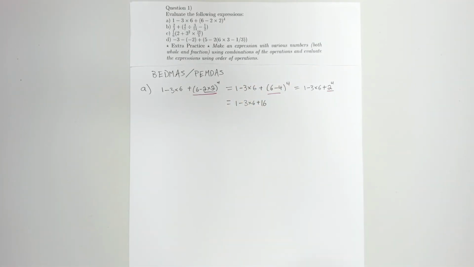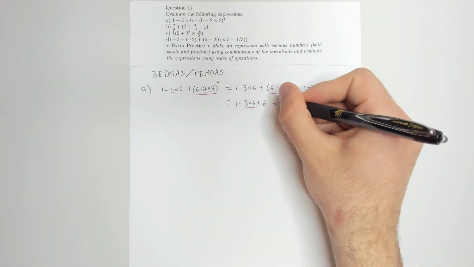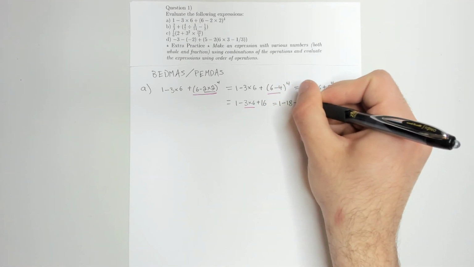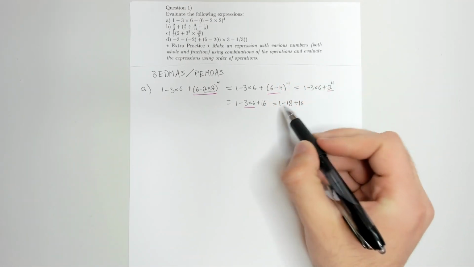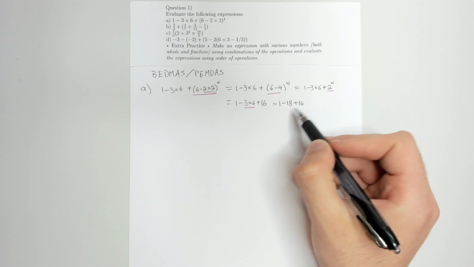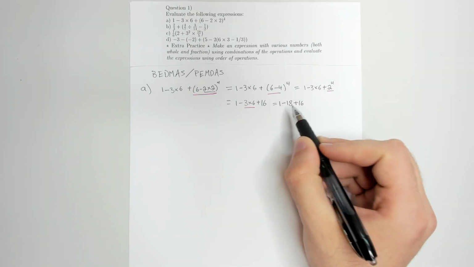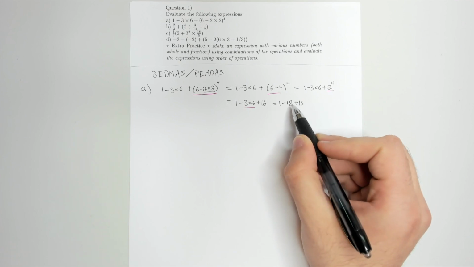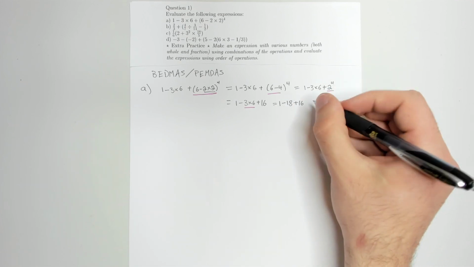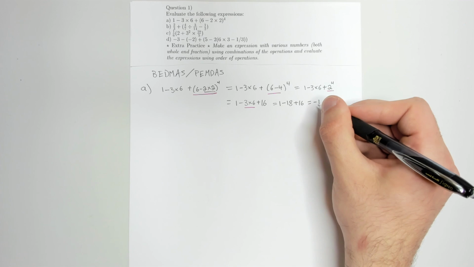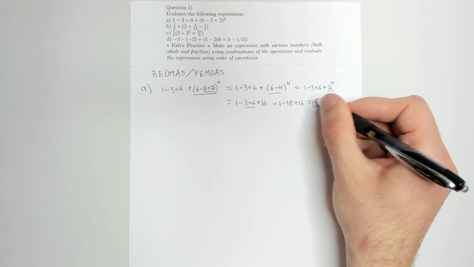Now we can do this multiplication step here. So 3 times 6, that's 18. So we get 1 minus 18 plus 16. And now with subtraction and addition, because the order doesn't really matter, we can just evaluate these together. And the convention is always just to kind of go left to right. So if we do 1 minus 18, we get negative 17. And if we add the 16, we get negative 1. So negative 1 is looking like the answer for us.